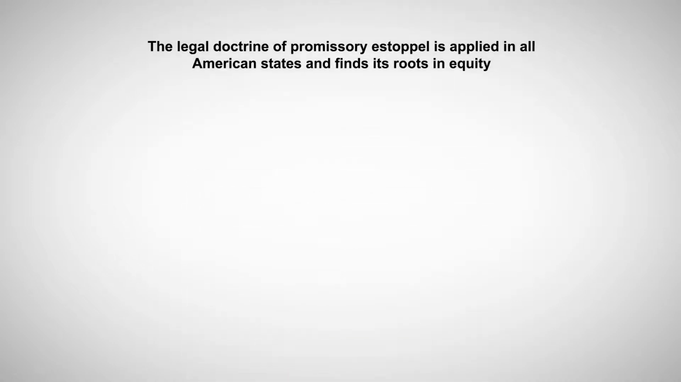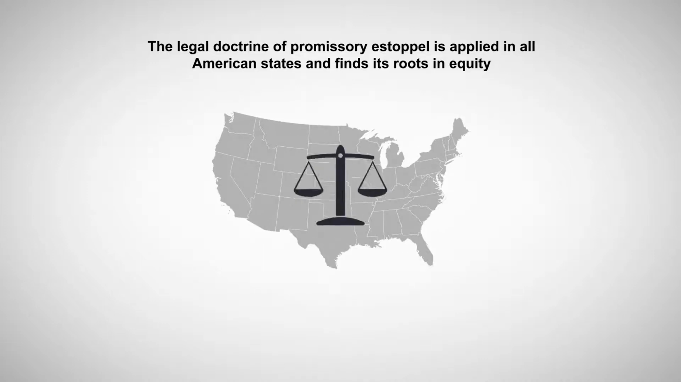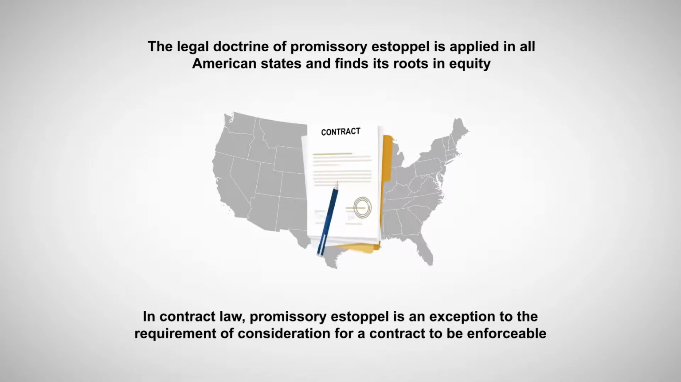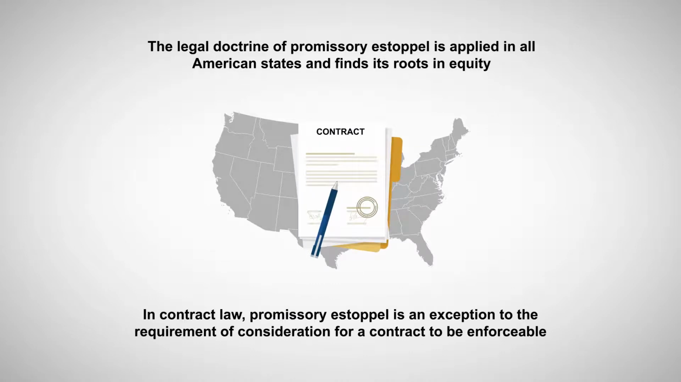The legal doctrine of promissory estoppel is applied in all American states and finds its roots in equity. In contract law, promissory estoppel is an exception to the requirement of consideration for a contract to be enforceable. Even in the absence of bargained-for exchange, a promise is enforceable if the following three elements are satisfied.